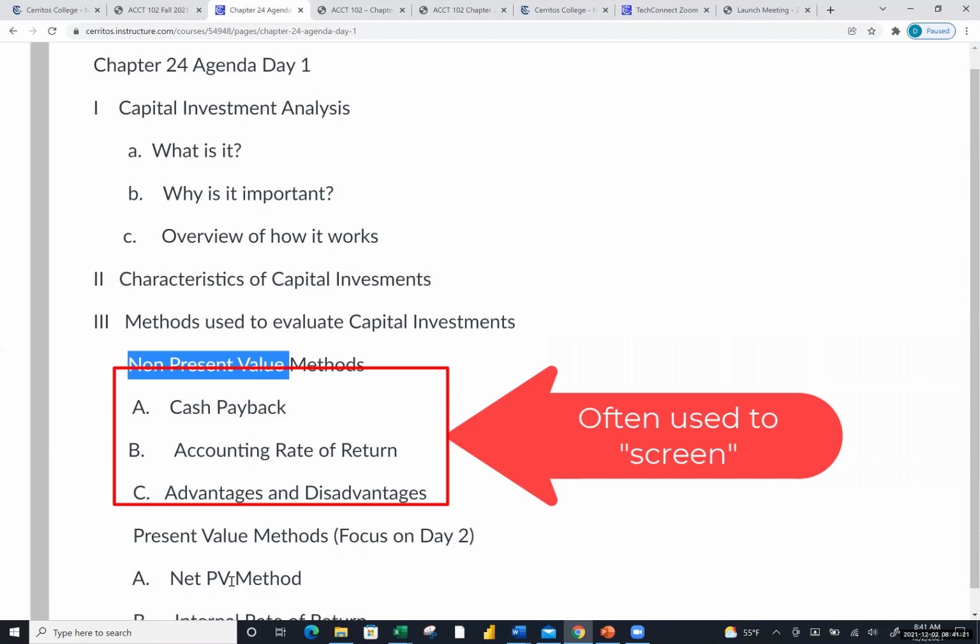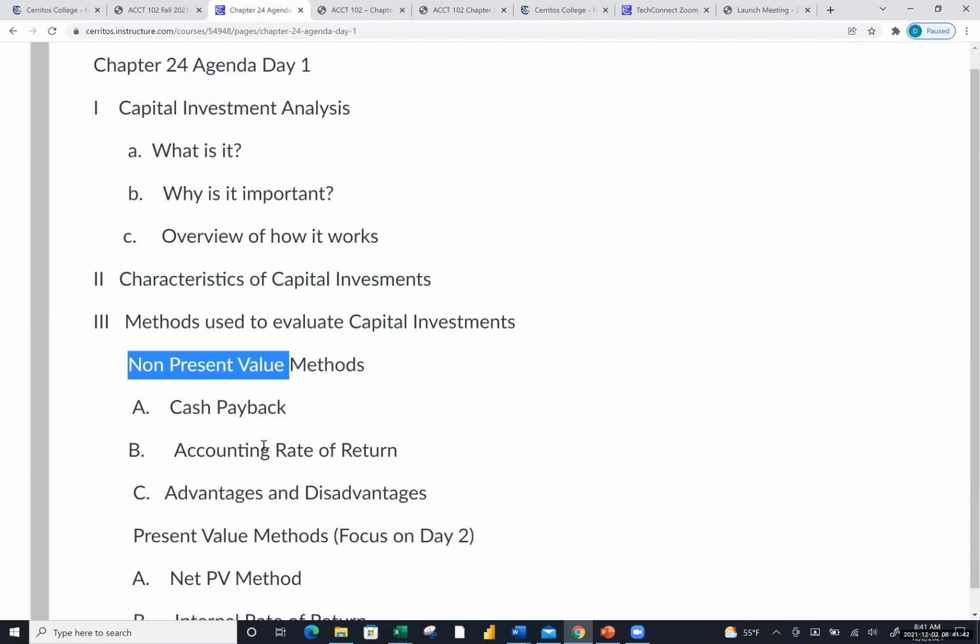And the reason I'm bringing this up is because you're going to see in the writing project that you guys will deal with next week, that there's going to be some screening criteria. They have to meet some basic cash payback and some basic accounting rates of returns before they're subject to further advanced methods of analysis. So that's what we're talking about today.